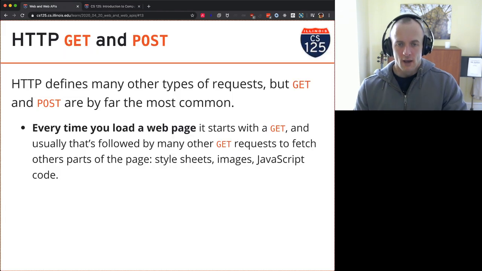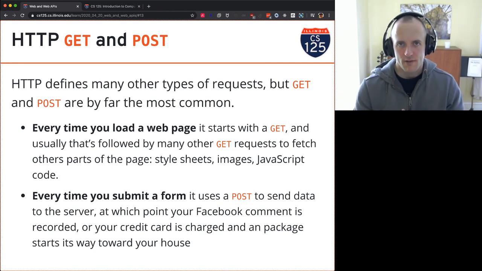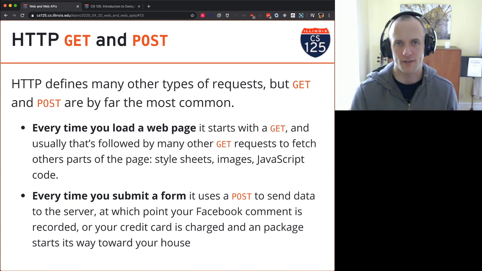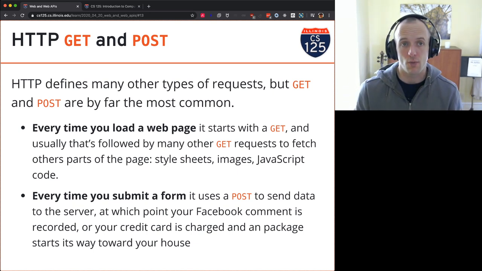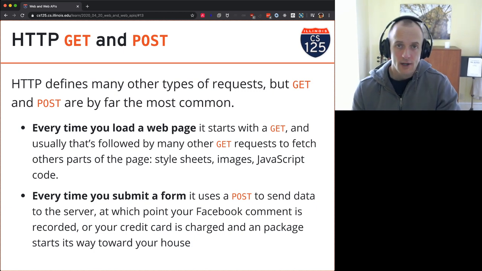Every time you go to a website, that's the primary workhorse being used: these GET requests. Your client, your browser, is making a bunch of them in order to get all of the data it needs to put the page together. Now, let's talk about forms. When you submit a form online, you're actually using something called a POST request.